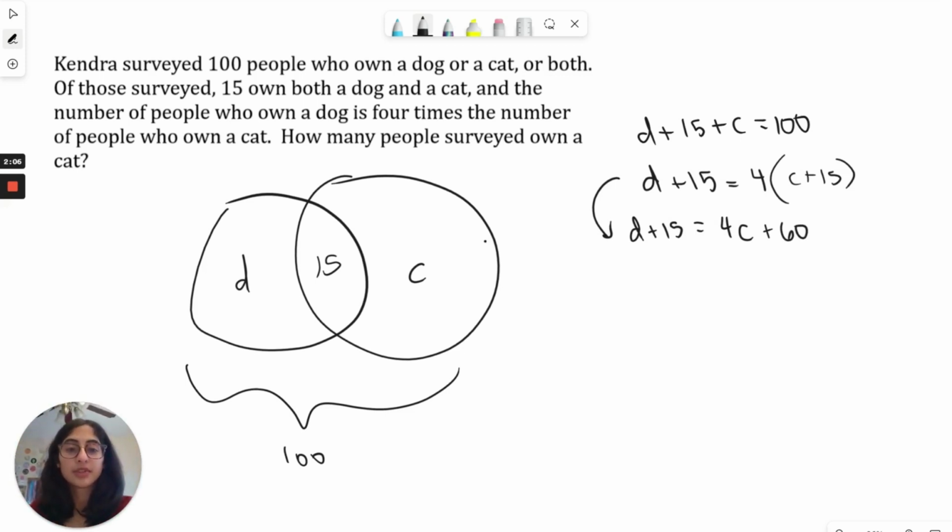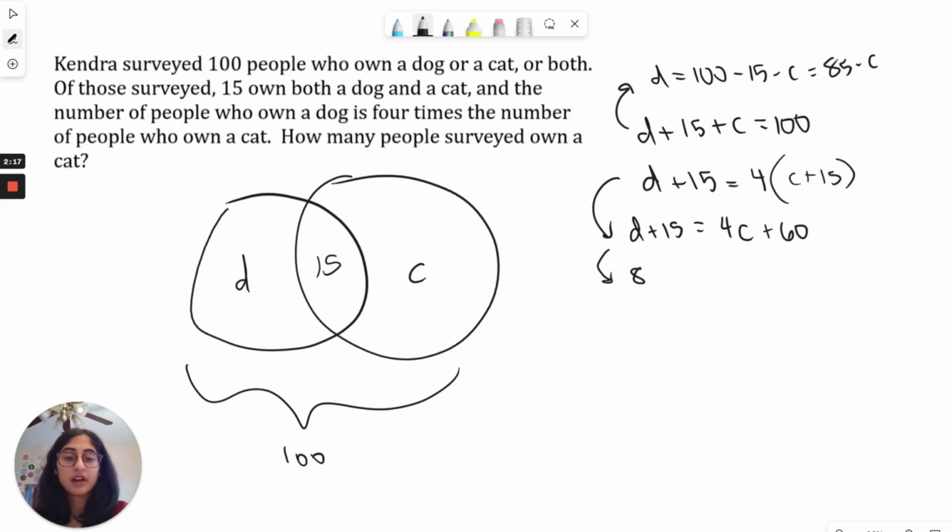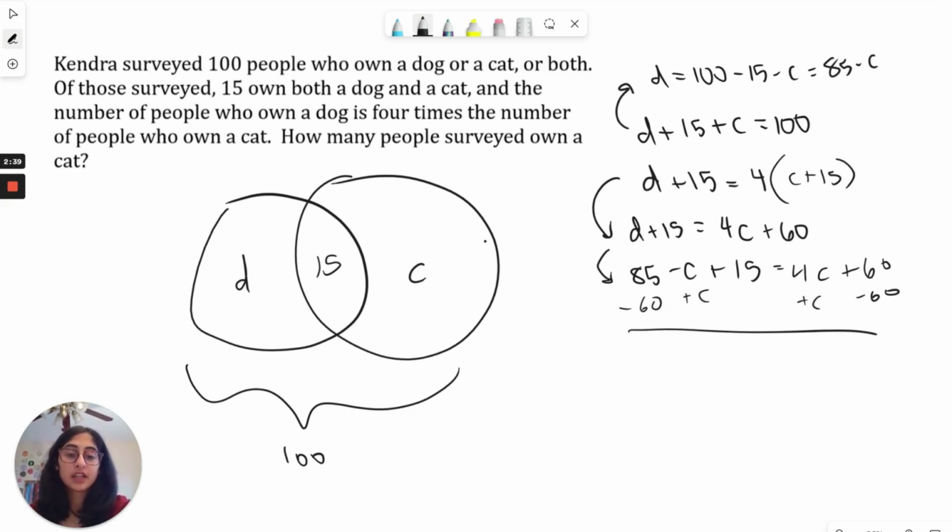So let's substitute something in for D. We know that D is equal to 100 minus 15 minus C, which is equal to 85 minus C. So we can write this equation as 85 minus C, because that's just D, plus 15 equals 4C plus 60. So let's subtract 60 from both sides because we want to isolate the C, and then we can add C to both sides. And it'll give us 85 minus 60 is 25, plus 15 on the left side. So this is all 40.